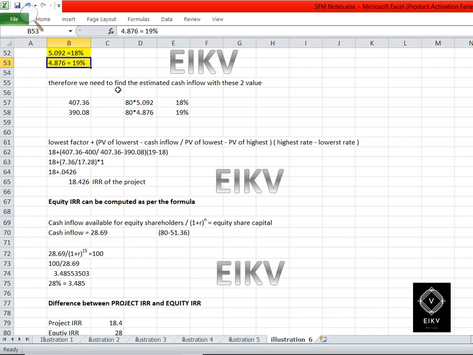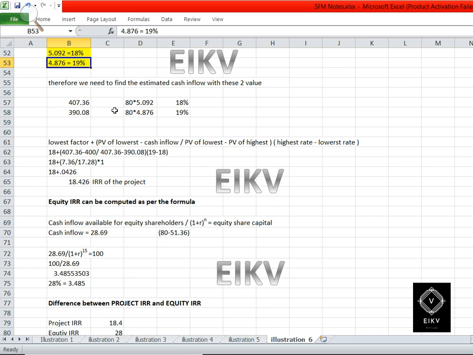For computation of IRR, we need to take the cash inflow, which is computed as the total cash inflow multiplied by the PV factor, that is, the present value of cash inflow. So we need to compute the present value of cash flow at 18% and 19%. The present value at 18% is 80 crores into 5.092, which comes around 407 crores 0.36 lakhs.